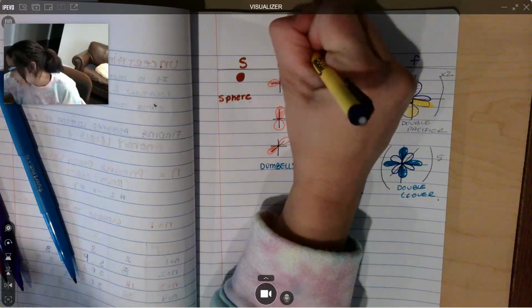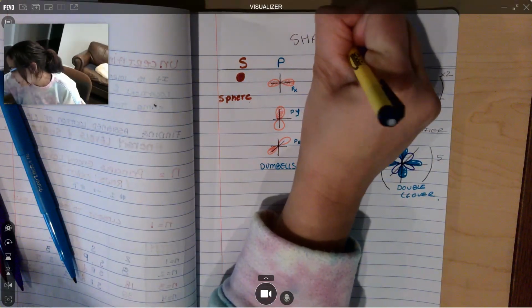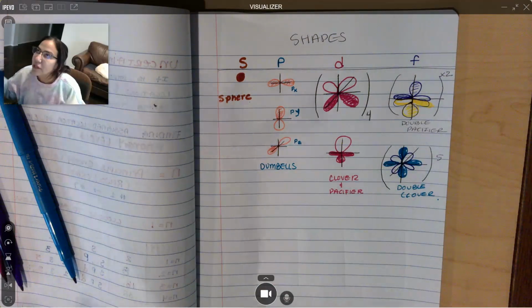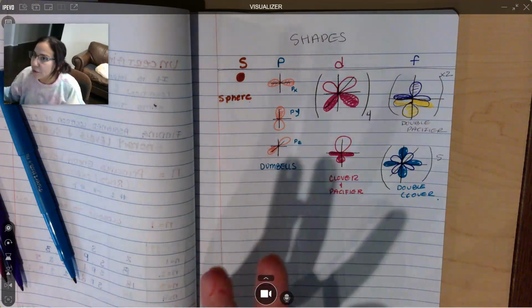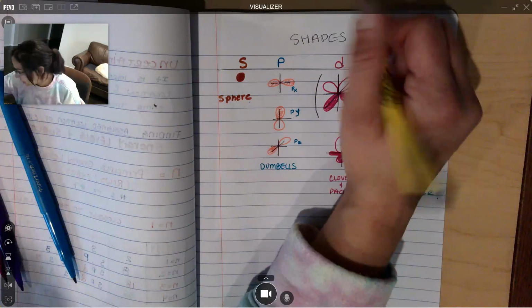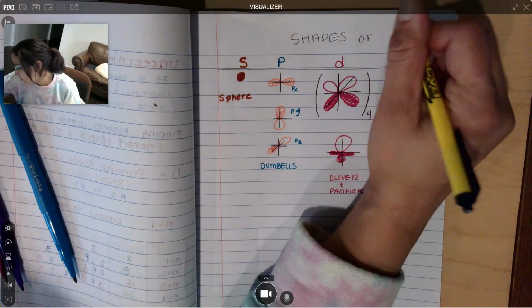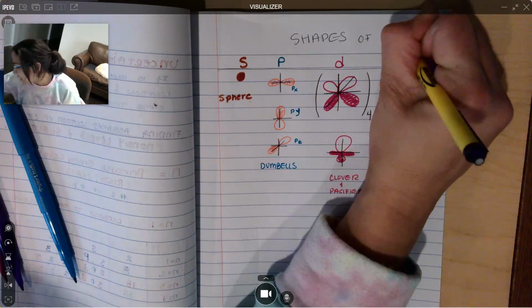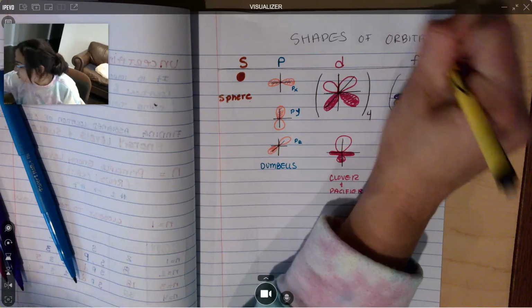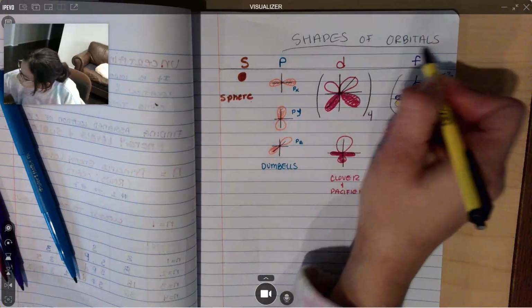So this is shapes. I keep saying orbitals, shapes of our sublevels and orbitals. So this is just the shapes. Well, actually, yeah, orbitals actually fits because each orbital has a unique shape to it.